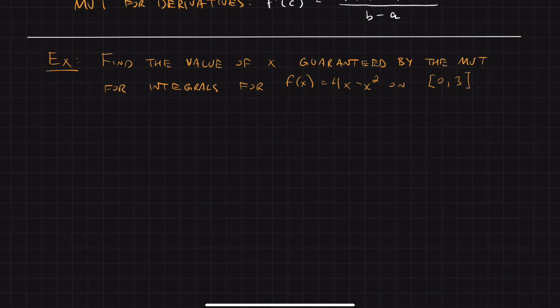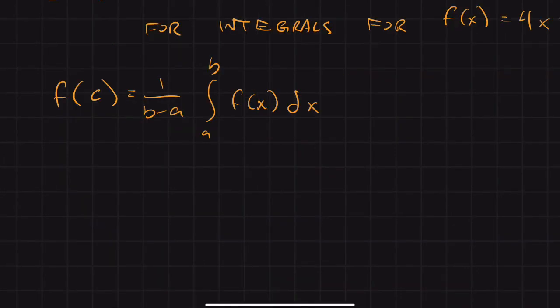Okay, here's one last example. Let's say that we want to find the value of x that is guaranteed by the mean value theorem for integrals for f of x is equal to 4x minus x squared on the interval from 0 to 3. So start by using the mean value theorem formula. F of c is equal to 1 over b minus a times the integral from a to b of f of x dx. Put our function on the left, but substitute a c in for the x's.